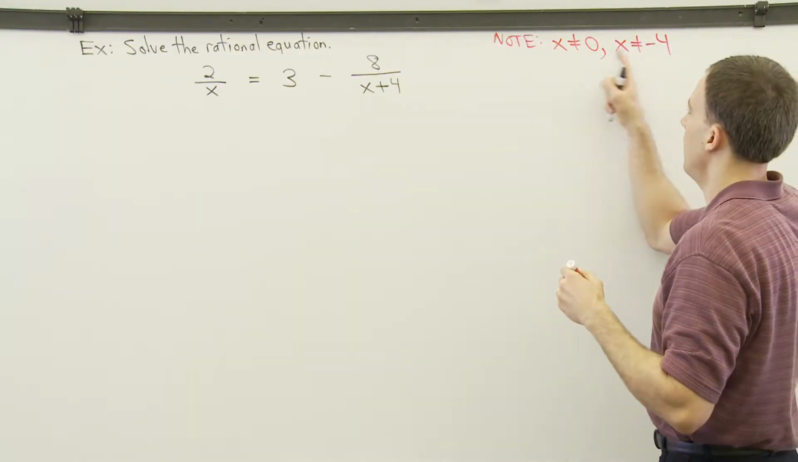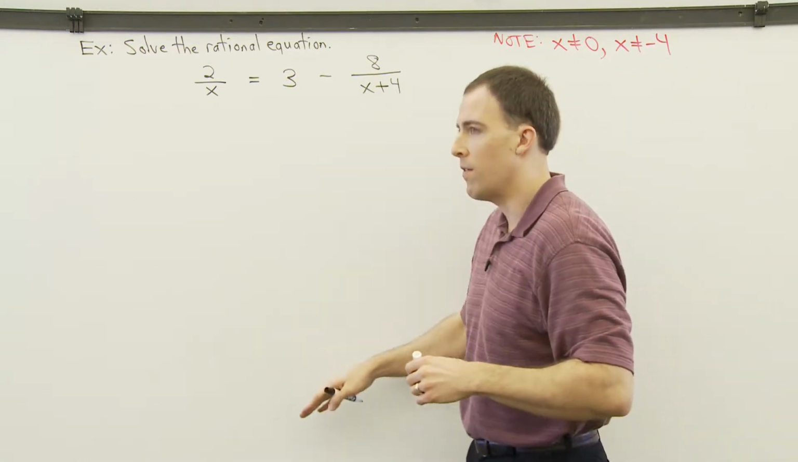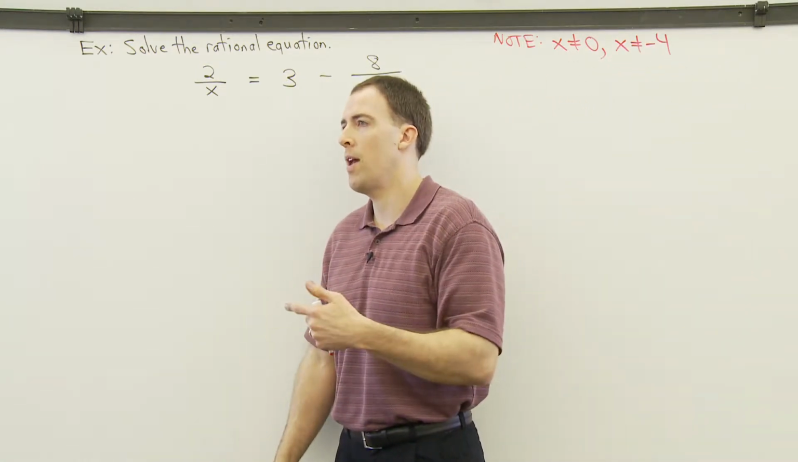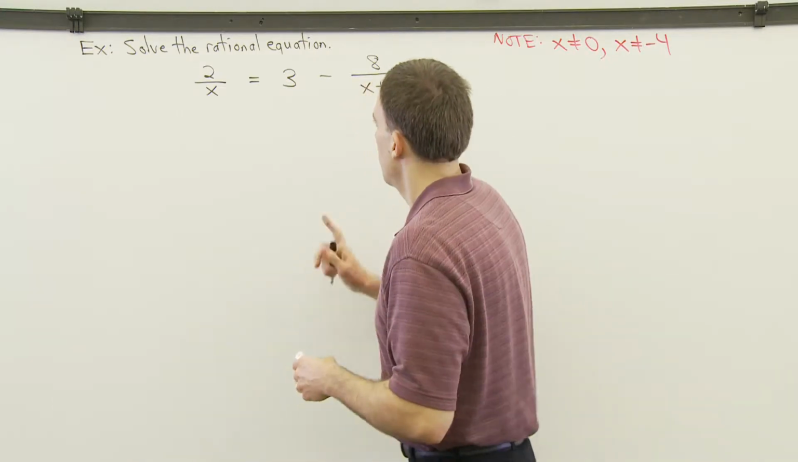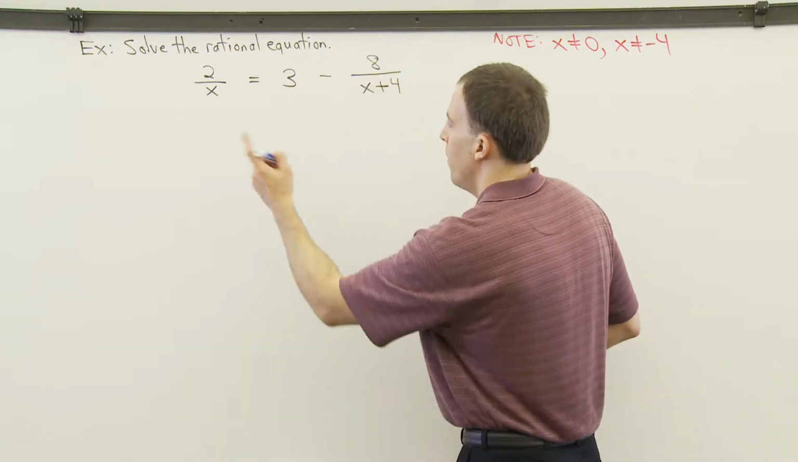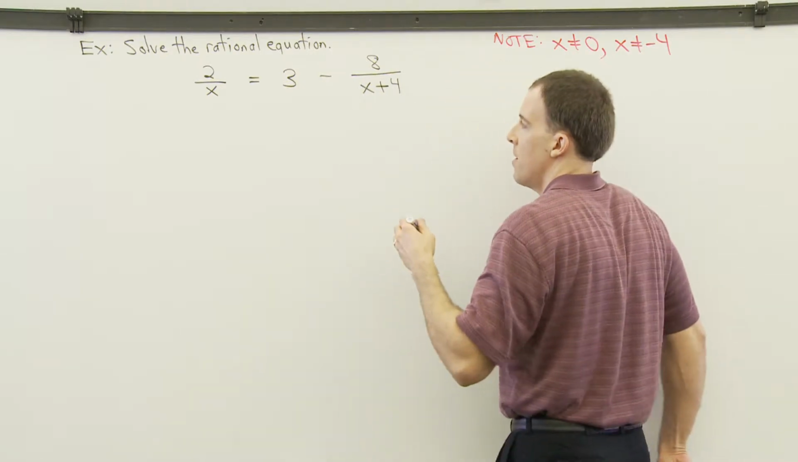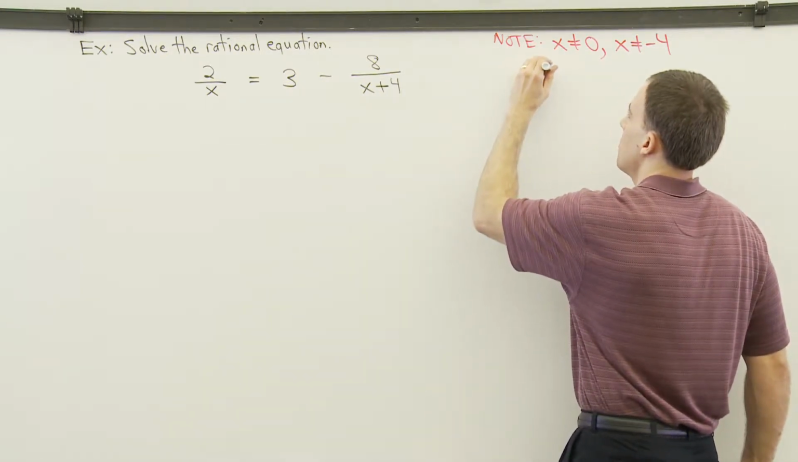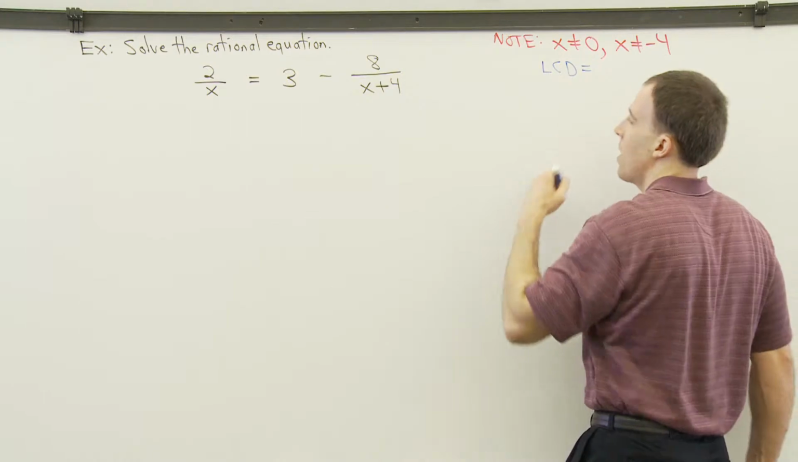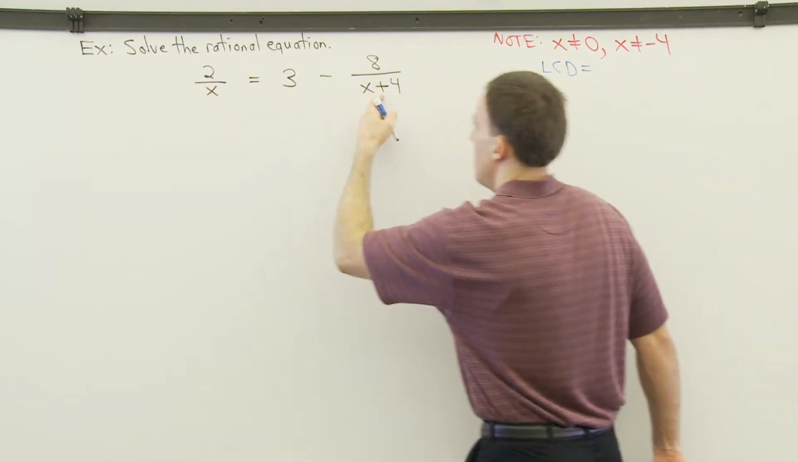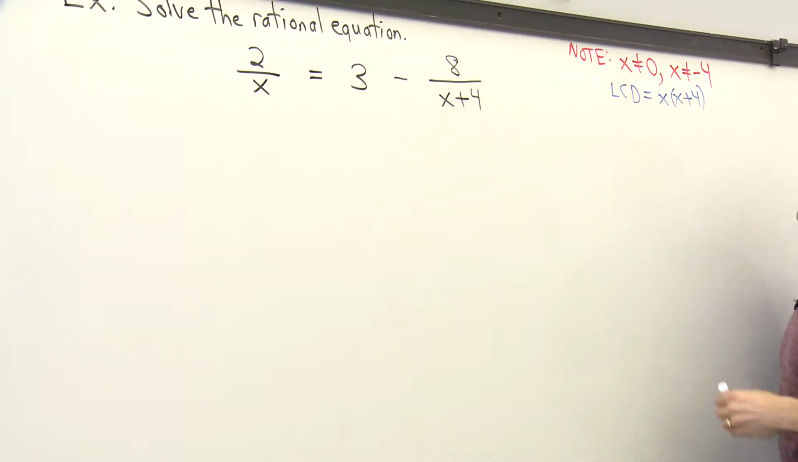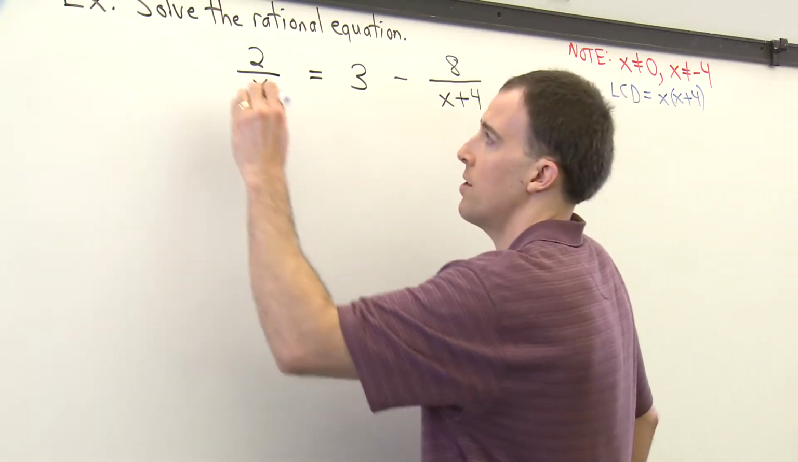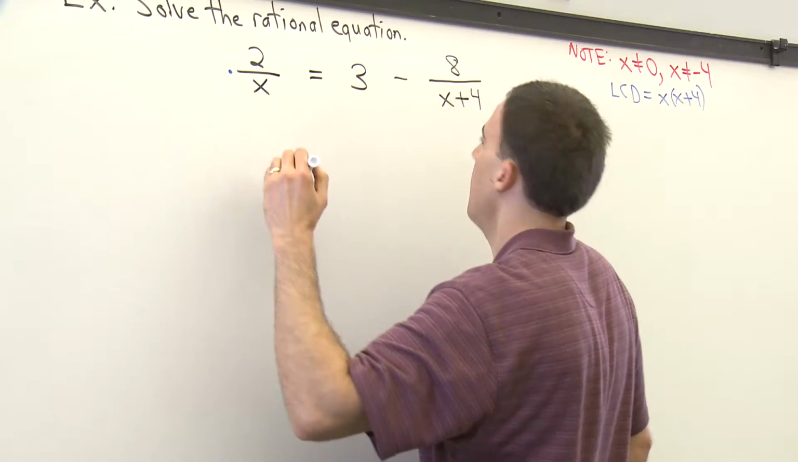We've got 2 restricted values. Once we're done solving this equation, if we get either 0 or negative 4, then we'll conclude that that value is not a solution. Okay, next thing to do is to multiply both sides of the equation by the least common denominator. And in this problem here, the least common denominator would have to involve x and x plus 4. Those are the 2 denominator factors. So let's multiply both sides of this equation here by x times x plus 4.